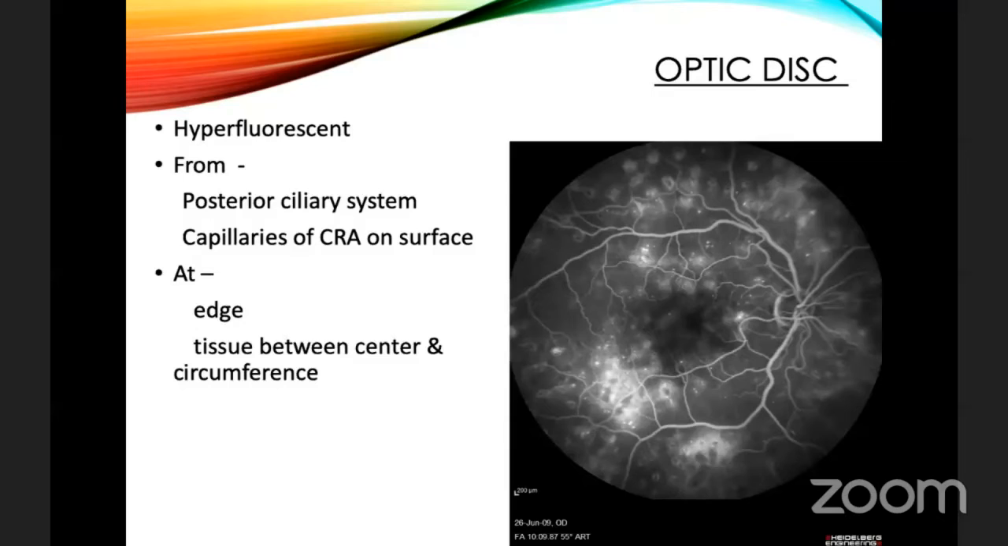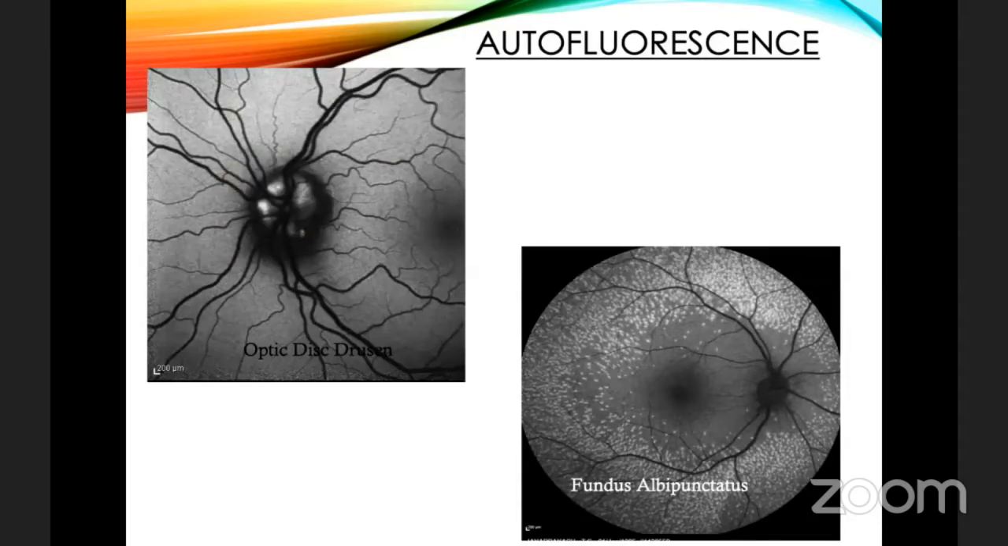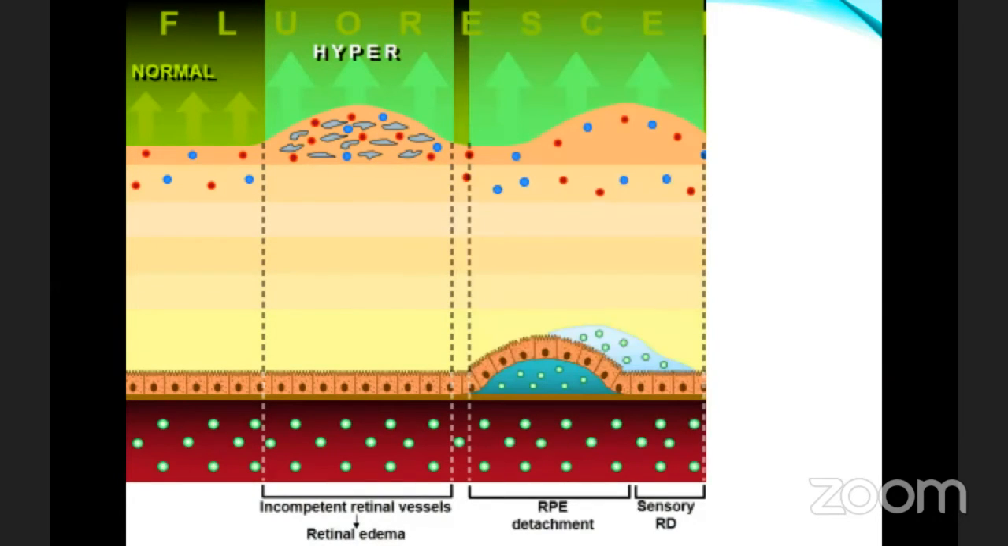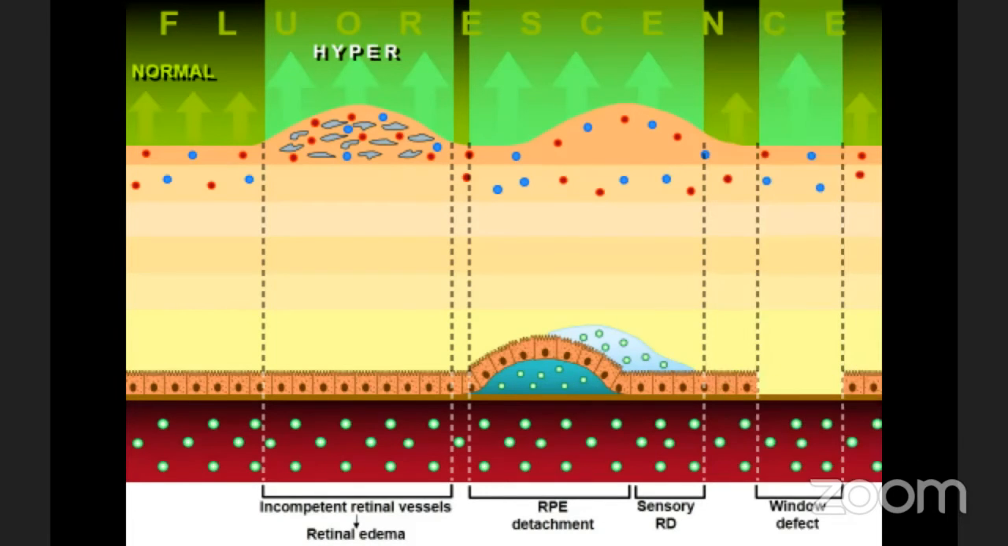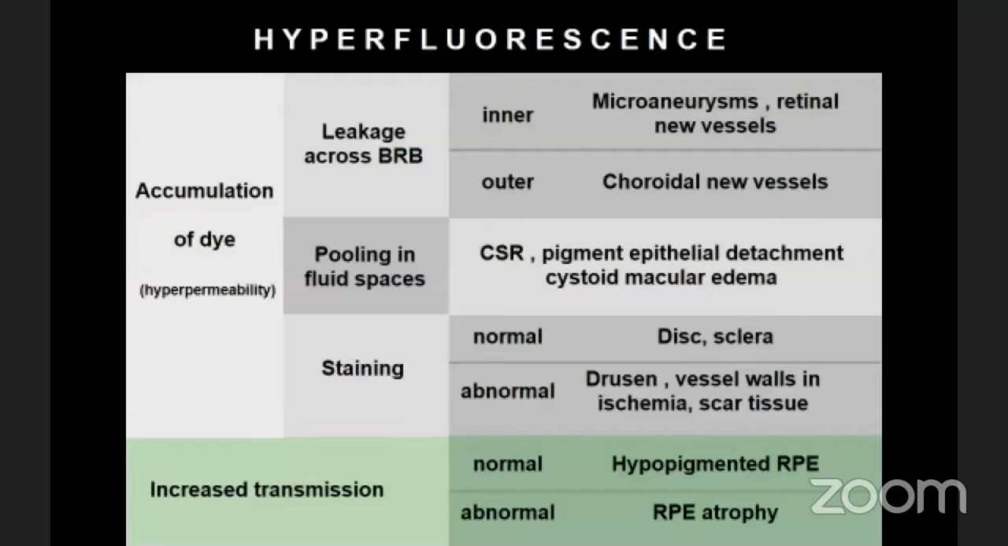The optic disc is generally hyperfluorescent because of the posterior supply from the posterior ciliary system. This is a case of optic disc drusen which is autofluorescing, and the flecks of fundus albipunctatus, which are also autofluorescing. So hyperfluorescence can be due to retinal edema from incompetent retinal vessels, RPE detachment leading to pooling of the dye in the space, sensory retinal detachment, again leading to pooling in the spaces, and window defect leading to increased transmission from the choroidal vasculature.